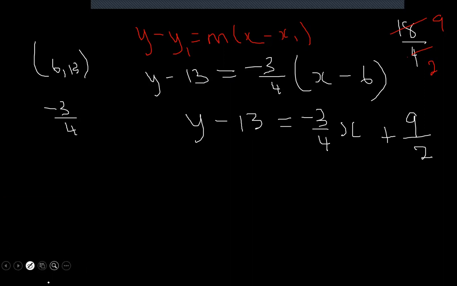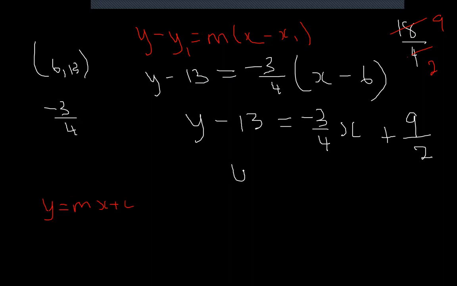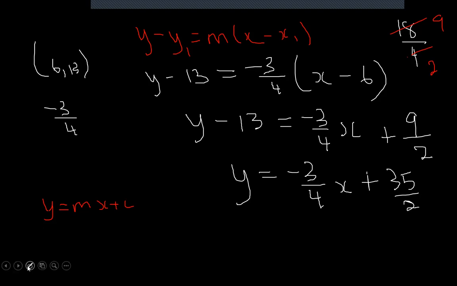Remember, we're trying to put this in the form y = mx + c. So just make y the subject of the formula. y is equal to, we have to add 13 on both sides, so this becomes -3/4 x plus 9/2 plus 13, which is 35/2.